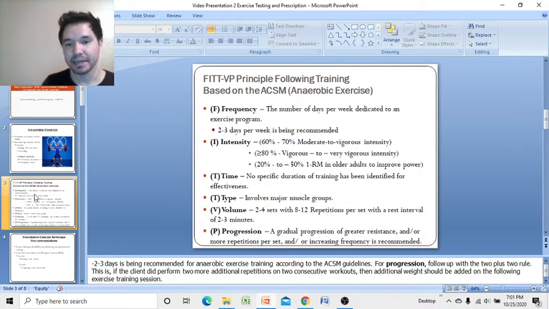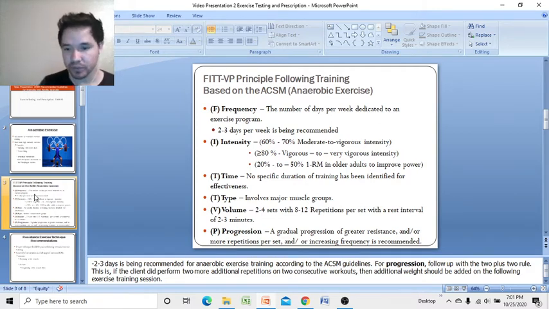And the time: no specific duration of training has been identified for effectiveness. The type involves the major muscle groups, which are the hamstrings and the quadriceps. The volume: we have 2 to 4 sets with 8 to 12 repetitions per set with a rest interval of 2 to 3 minutes.